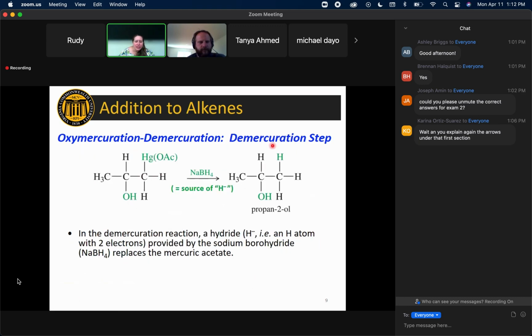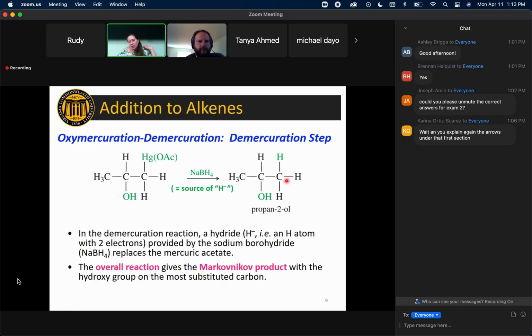Okay. In the second step of this sequence, we have sodium borohydride as a reagent, which is going to be a source of H-, or a hydride, which is a hydrogen atom carrying 2 electrons, so it has a negative charge. This hydride can attack at this carbon atom and basically displace the mercury reagent. So the H- is going to come in and displace mercury, so you get a new carbon-hydrogen bond in the same location where you had a carbon-mercury bond. So this is the second step of the sequence.